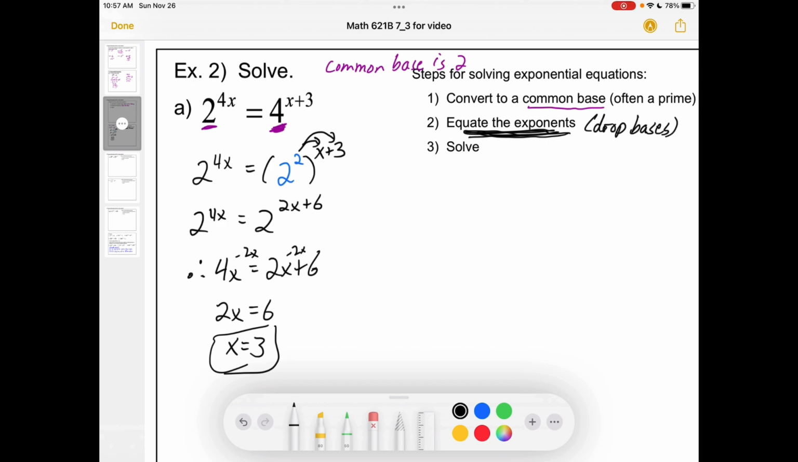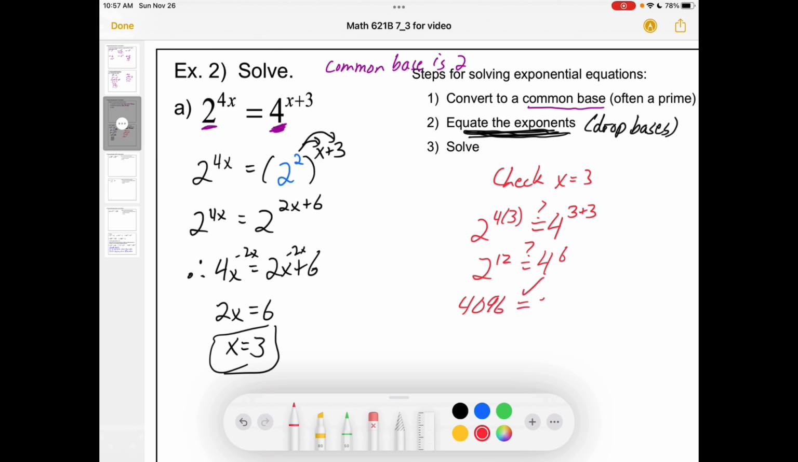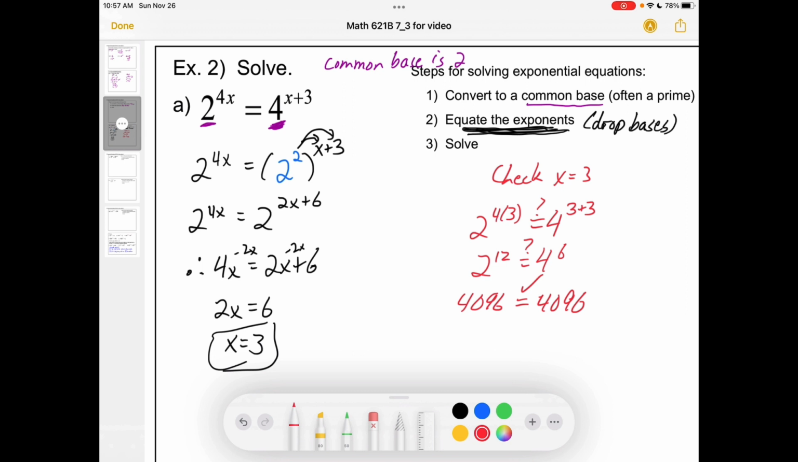Do you believe that it's the answer? Well, we could check. If I check x equals 3, I'd have on one side 2 to the 4 times 3, and I'd be wondering if that is equal to 4 to the 3 plus 3. Is 2 to the 12 equal to 4 to the 6? You could check it out with your calculator, or maybe you have a neat analytic technique. But yes, indeed, 4096 is equal to 4096. This check is optional, but it might give you some peace of mind. We're going to do 3 more of these.